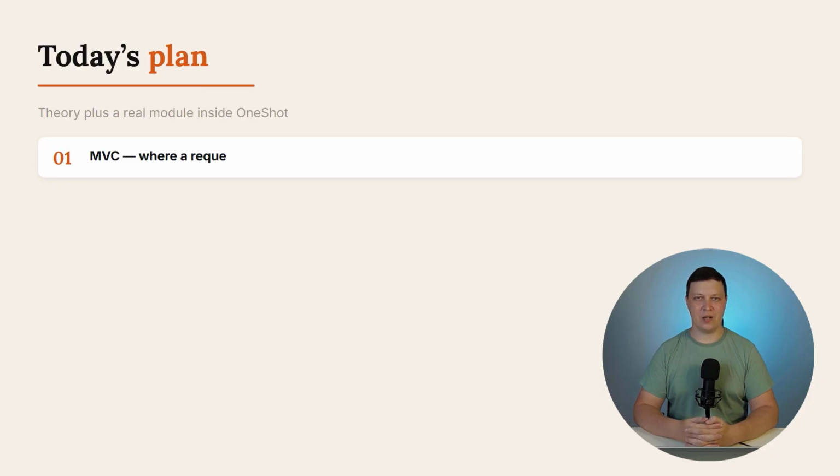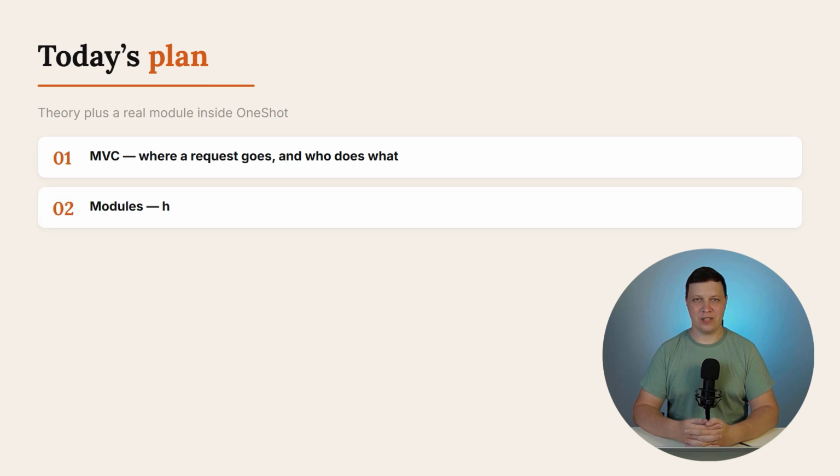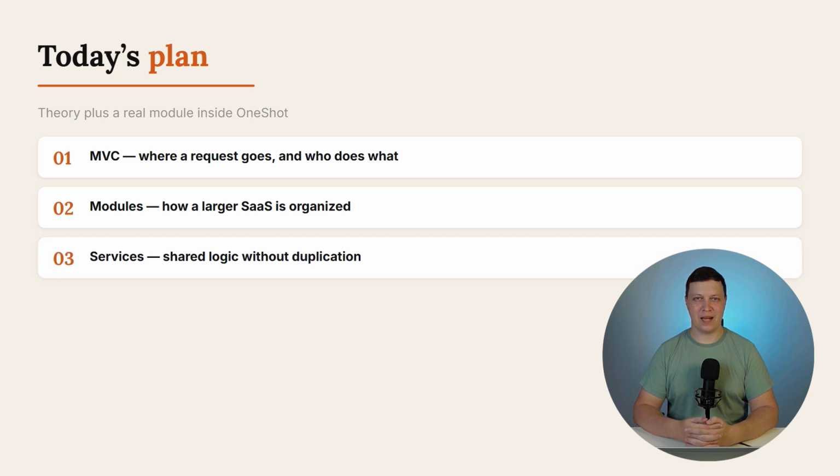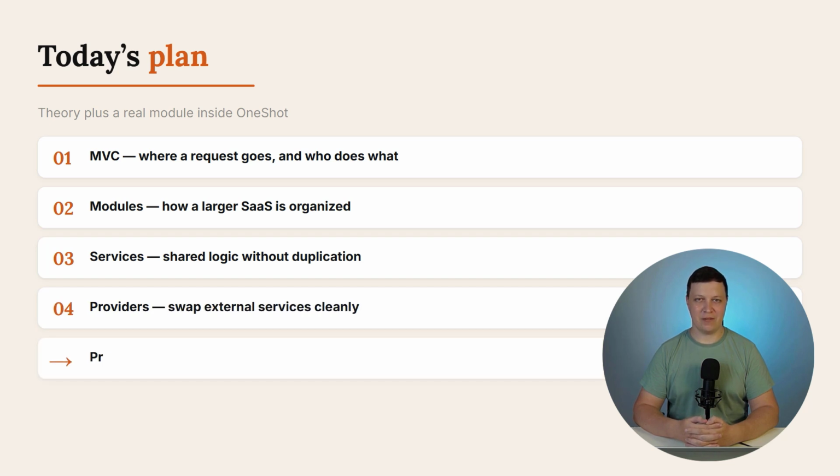Here's our plan for today. We'll cover how code is organized in a web application, how a request comes in, who does what, how the parts talk to each other, then how that looks when the app is already large, with a dozen different features and modules. Next, where to keep logic that's needed in multiple places at once, and how to connect external services in a way that makes them easy to swap later. After the theory, practice. We build a real module in OneShot.